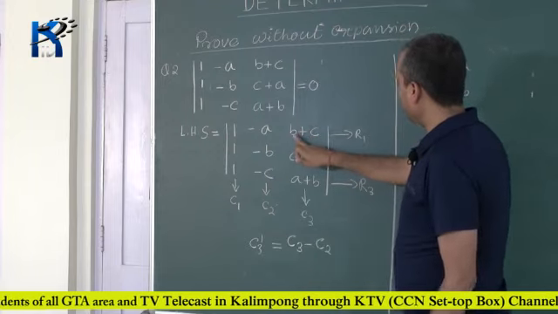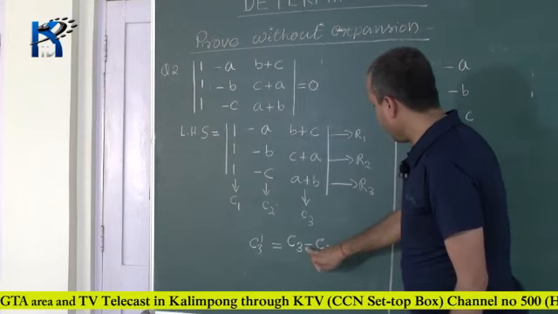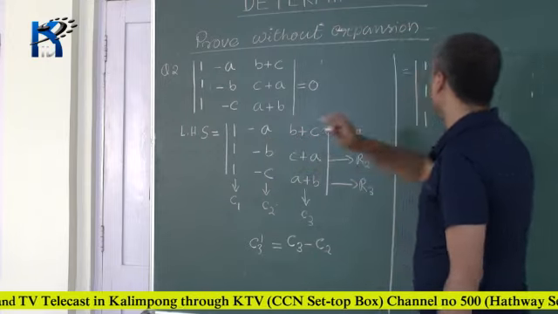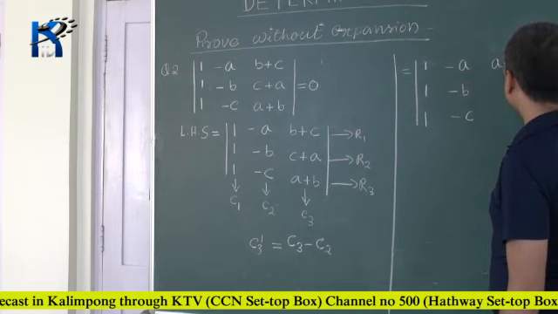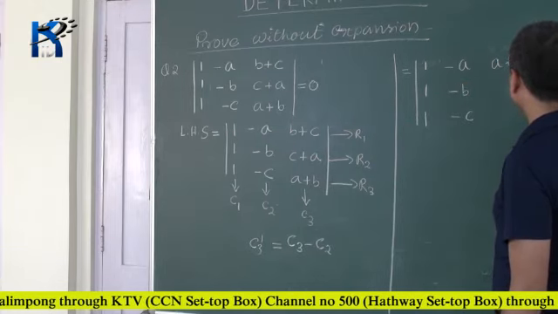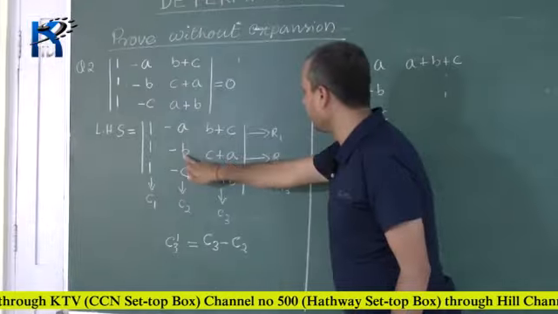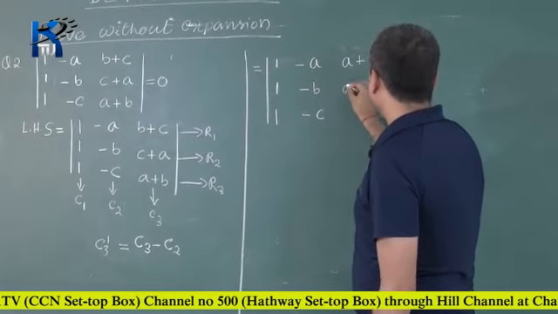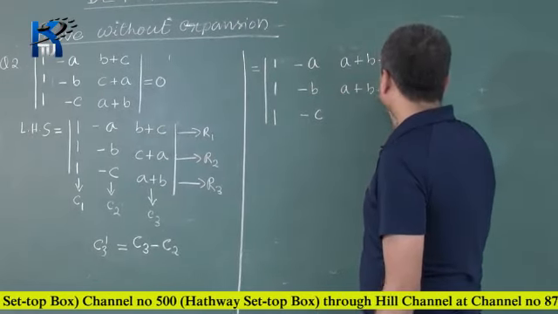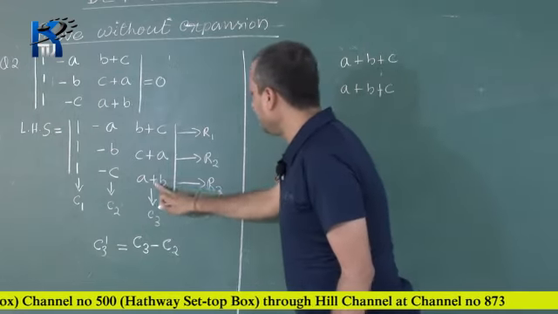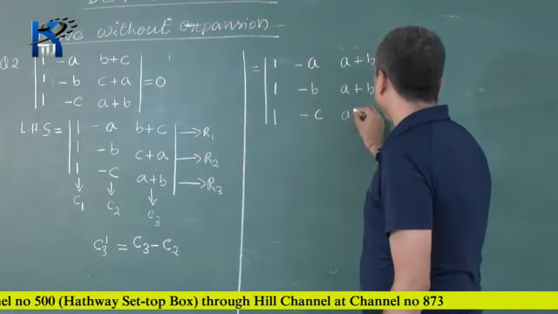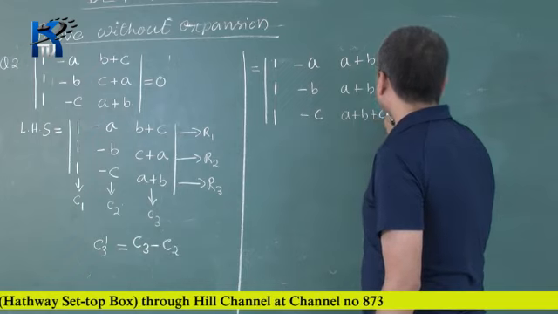If I subtract B plus C minus of minus A, this one, then what will we get? A plus B plus C. Similarly, if I subtract these two, we'll get A plus B plus C. Then subtract these two, then A plus B plus C.